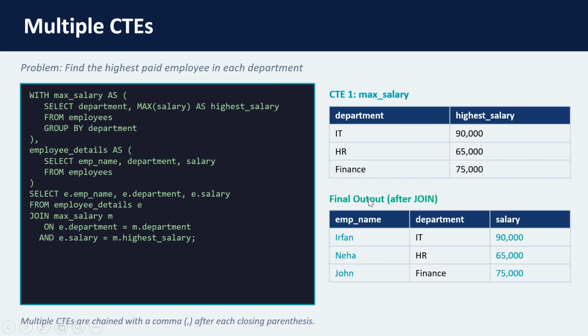Every department's highest paid, we have to find this only, and after the join we get the same result along with the name. So here we are adding one more column, the name. Name is not included here, right? It is giving the highest salary department-wise, and if you want to display the name, then we have to perform the join operation. So it is giving me employee name as well as department salary. Okay, so that is a simple multiple CTE operation.